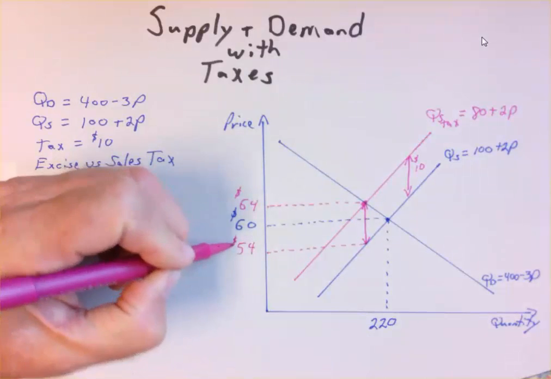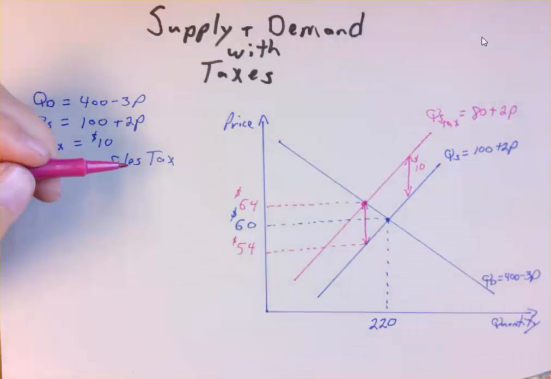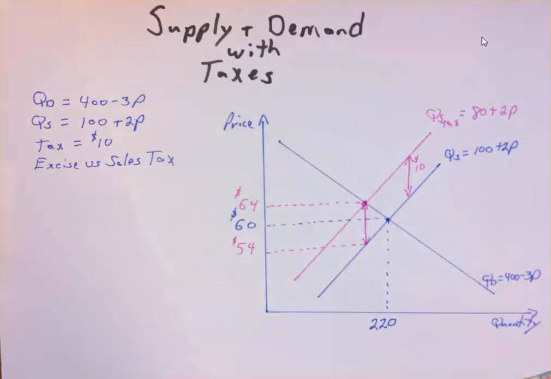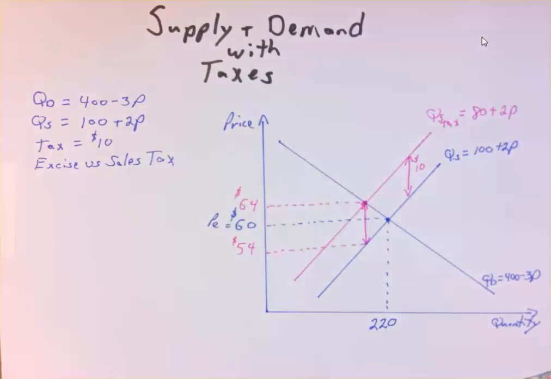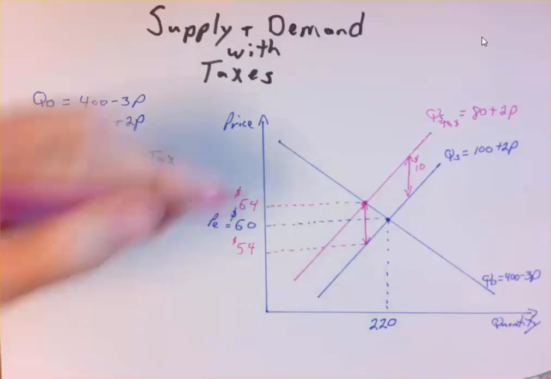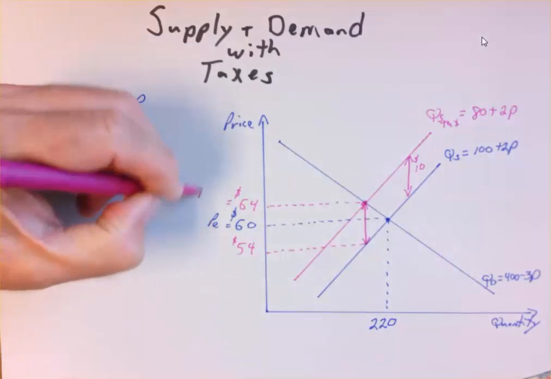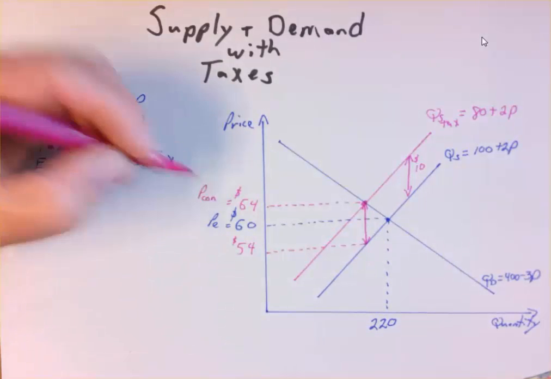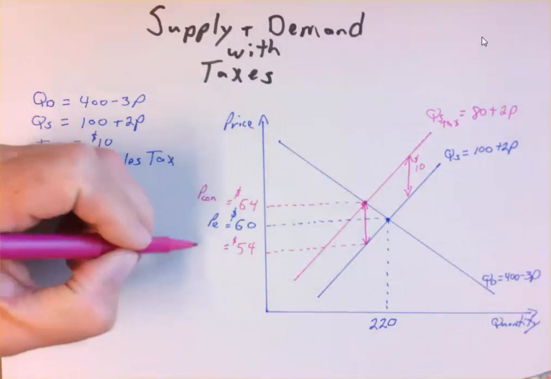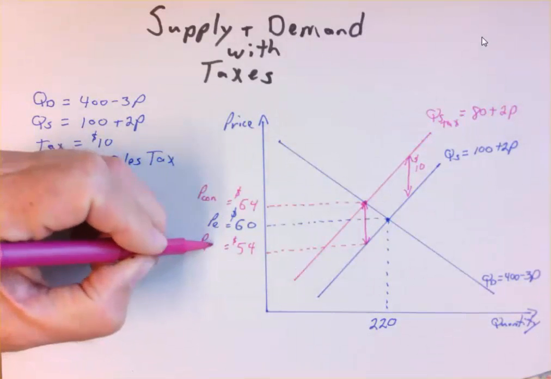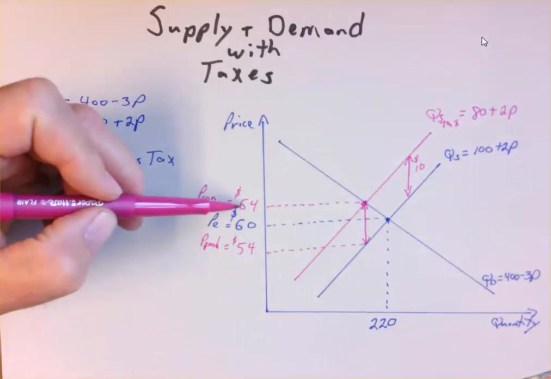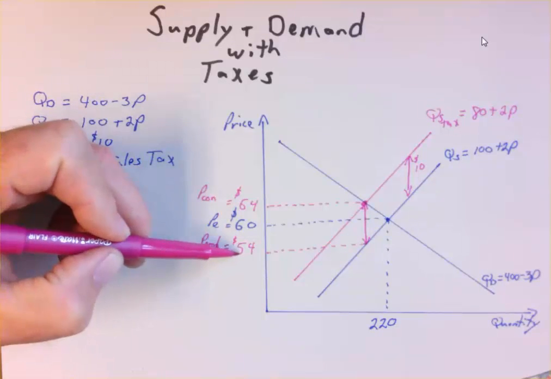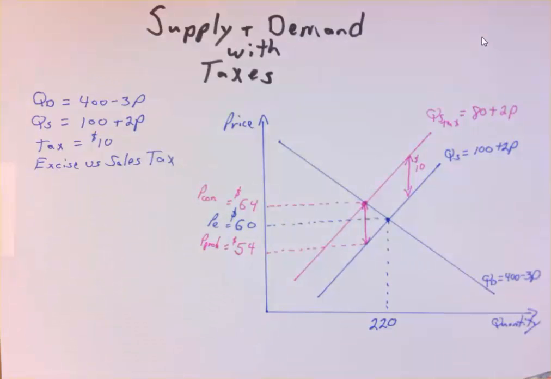Now, the way I designate these things is this is the original equilibrium price, and then this price up here, the $64, is the price consumers would pay when they come into the store, and this price down here is the price producers get. So in one sense, producers get all of this. They get the $64, but then they have to cough up the $10 to the government, so they're really, net of the tax, they really only get $54.